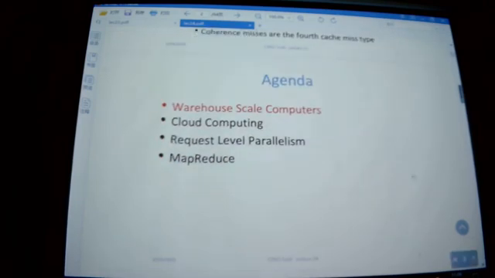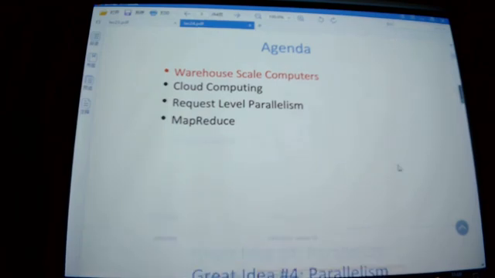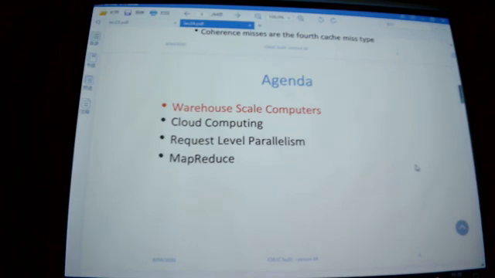So this is the agenda in lecture 24. The sections are warehouse scale computers, cloud computing, request level parallelism, and MapReduce. Okay, if we have some time in the following classes, we can talk about some ideas or knowledge about big data. Yeah, big data is useful.